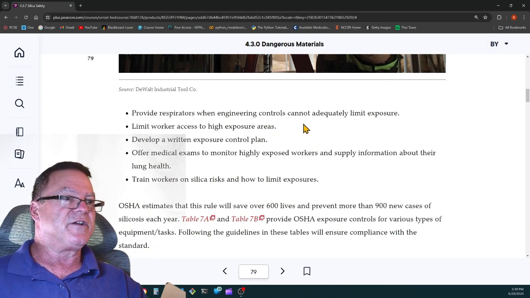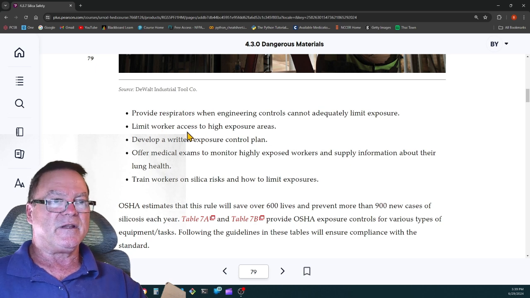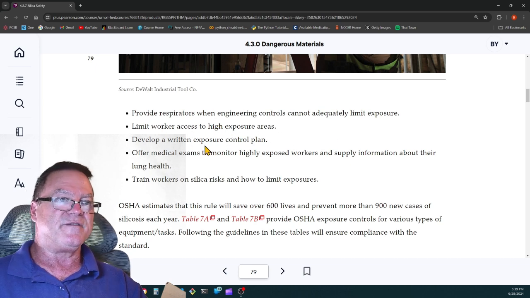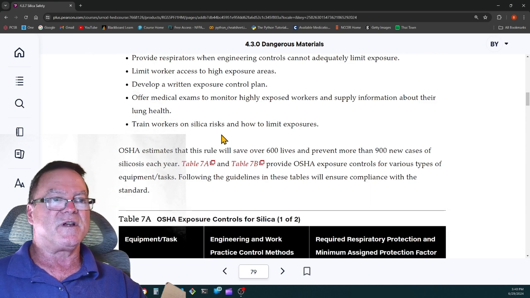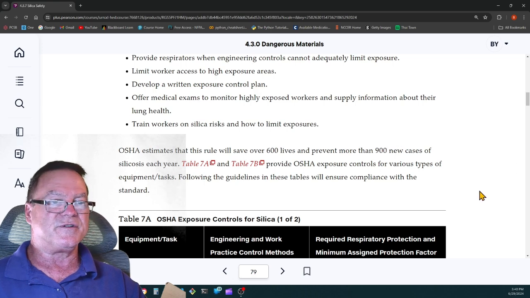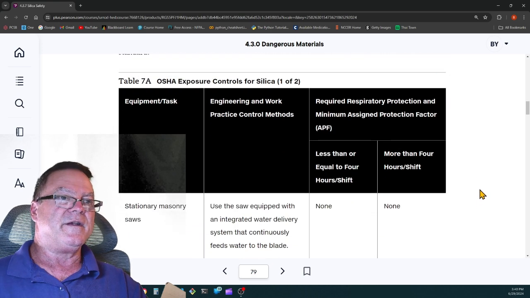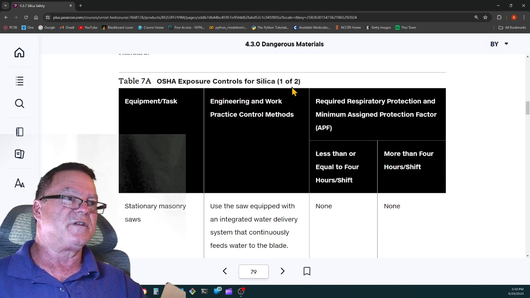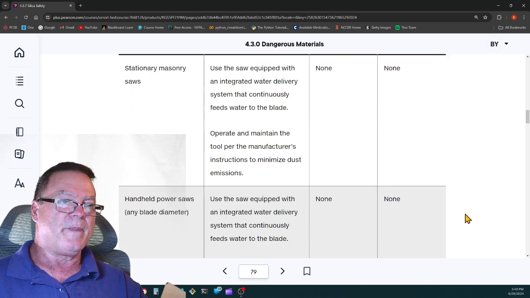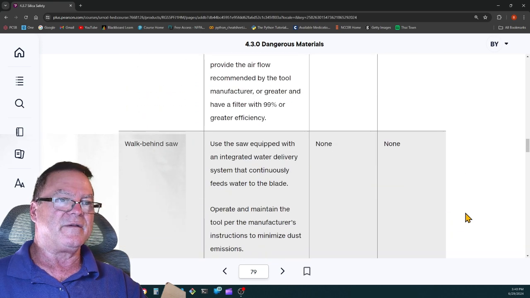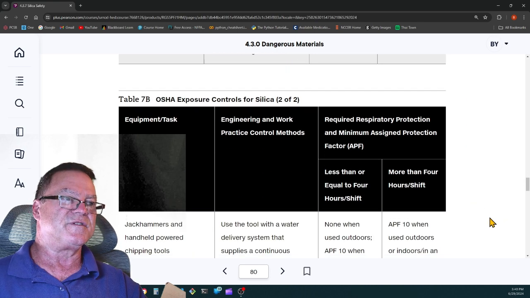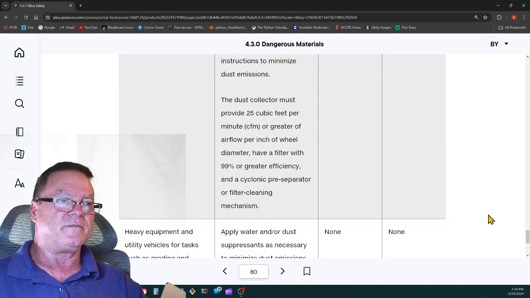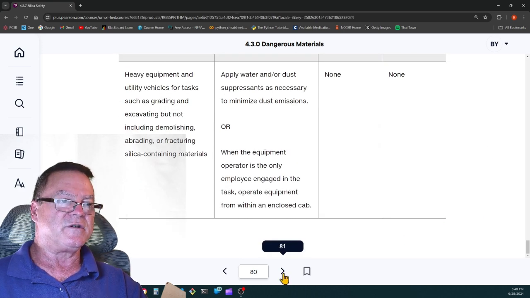Provide respirators when engineering controls cannot adequately limit the exposure. Limit workers' access to high exposure areas. Develop a written exposure control plan. Offer medical exams to monitor highly exposed workers and supply information about their lung health. Train workers on silica risks and how to limit exposures. And then here is OSHA exposure control for silica, one of two. I'm not going to go over this chart. You can look at that in your book. And here's 7B, OSHA exposure controls of silica, 2 of 2. So again, this is straight out of OSHA.